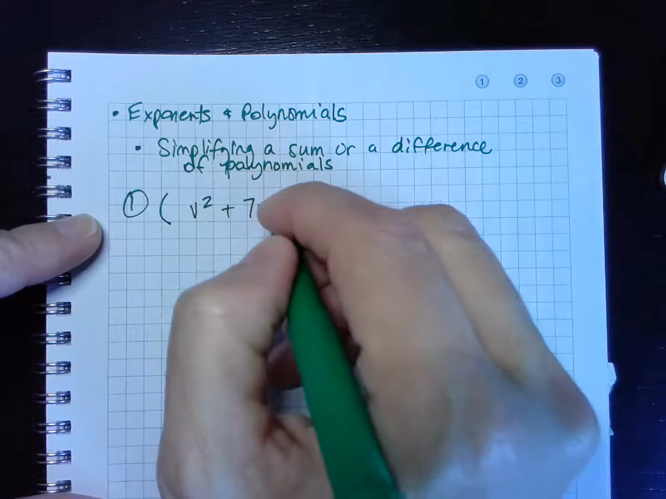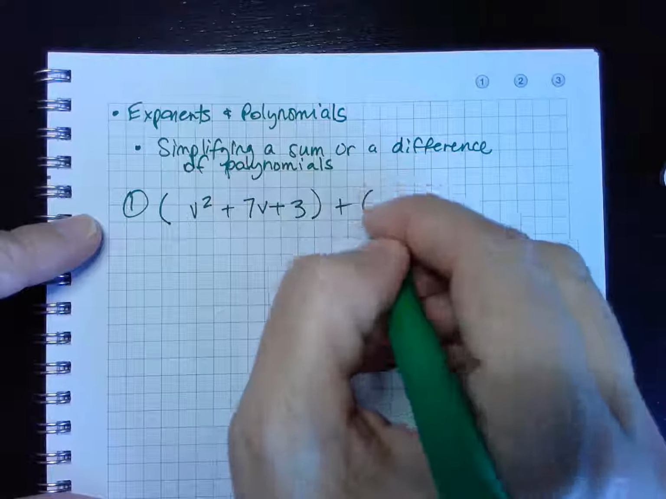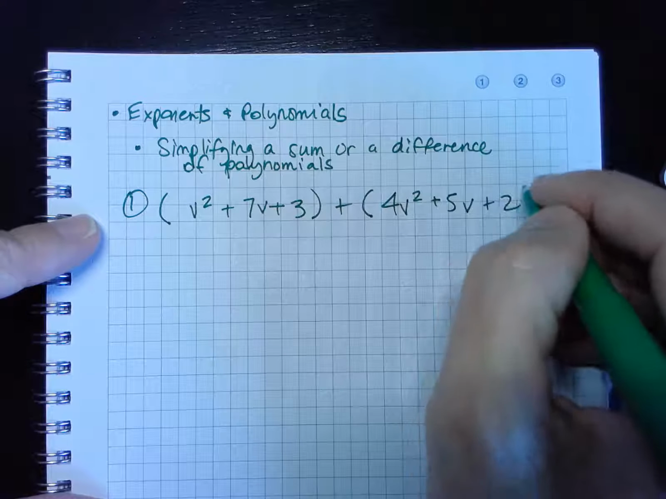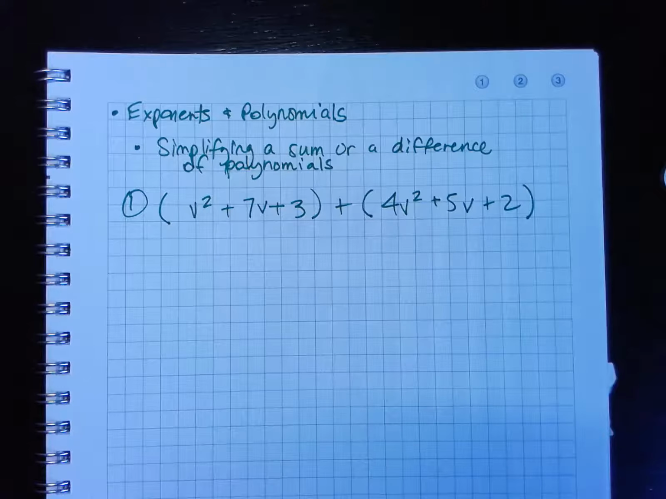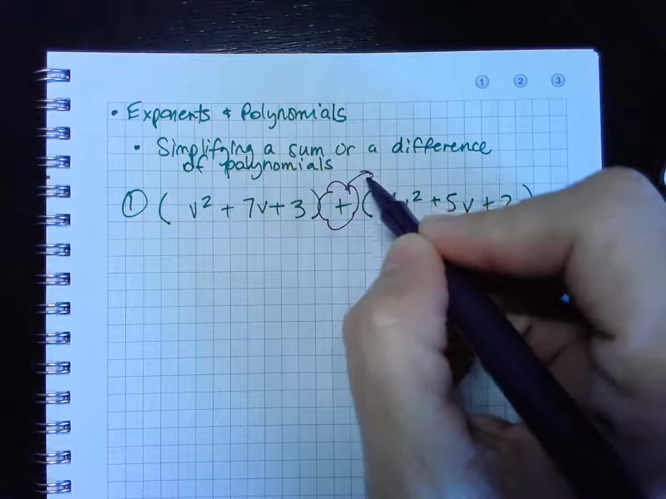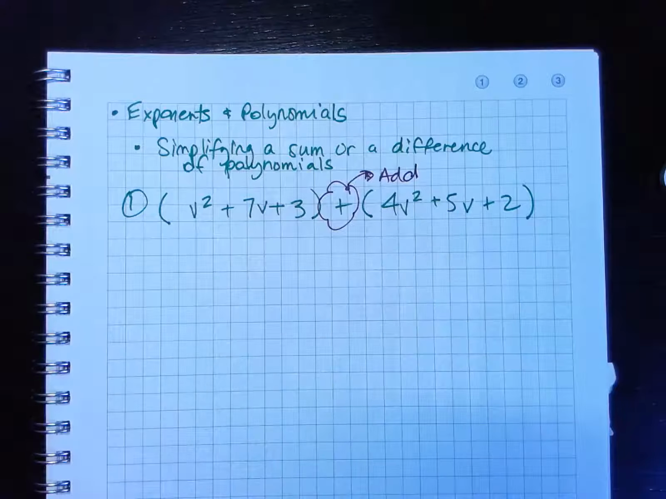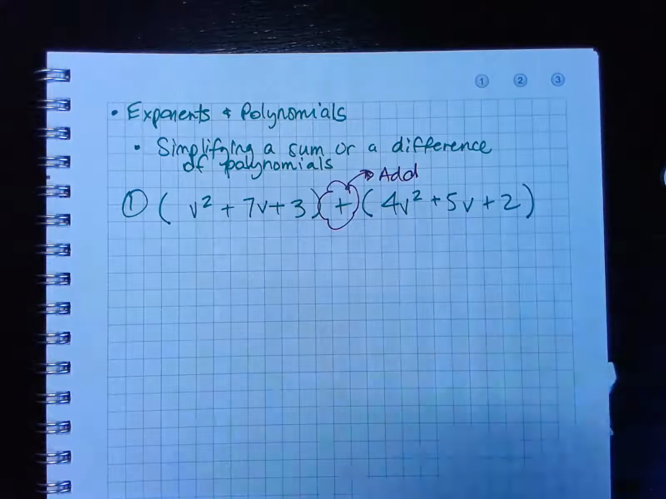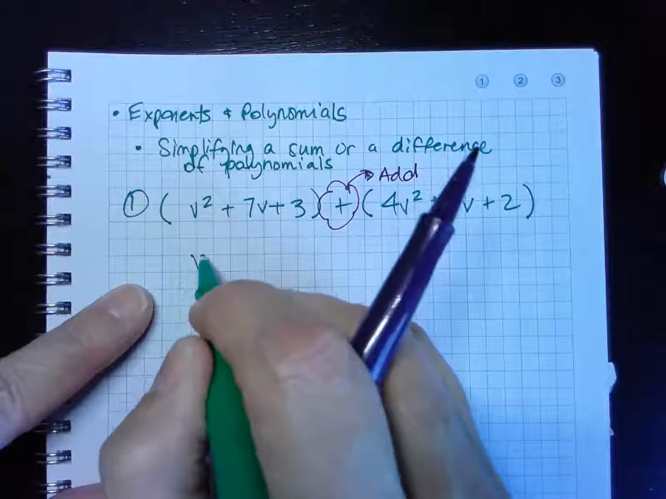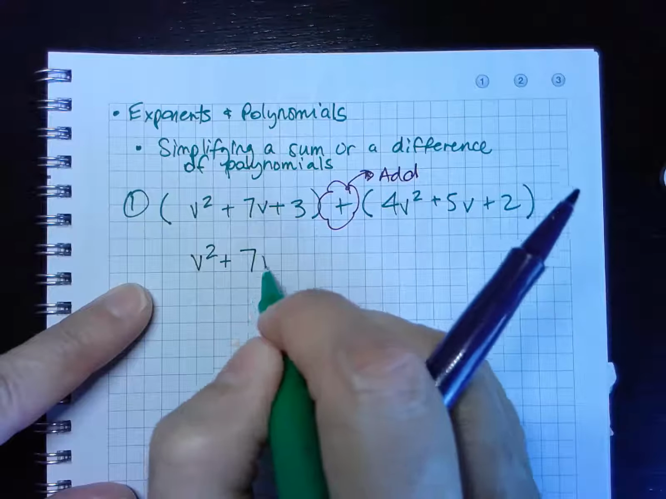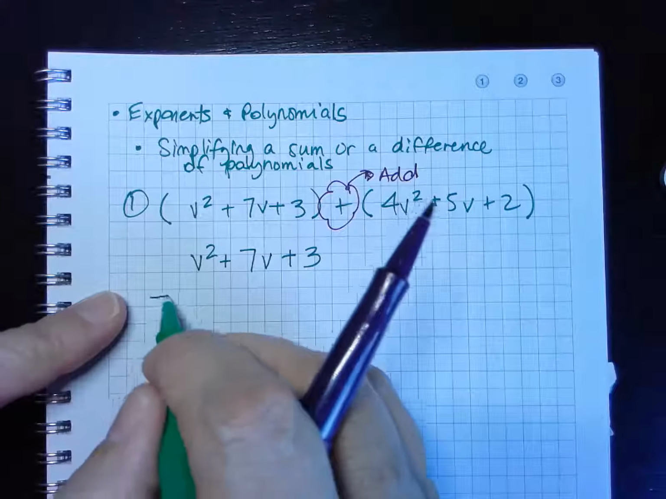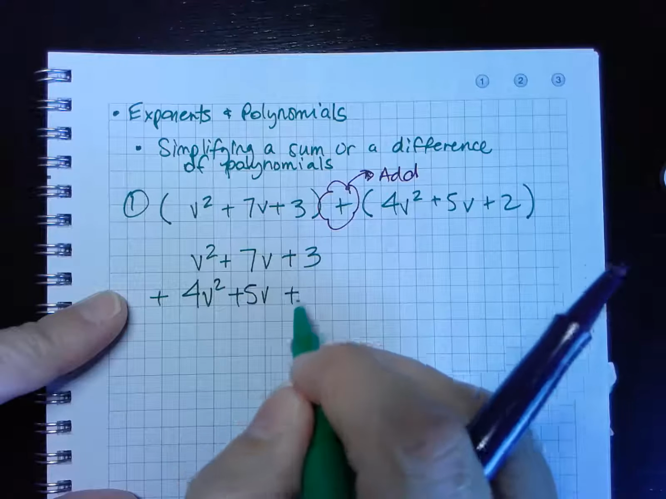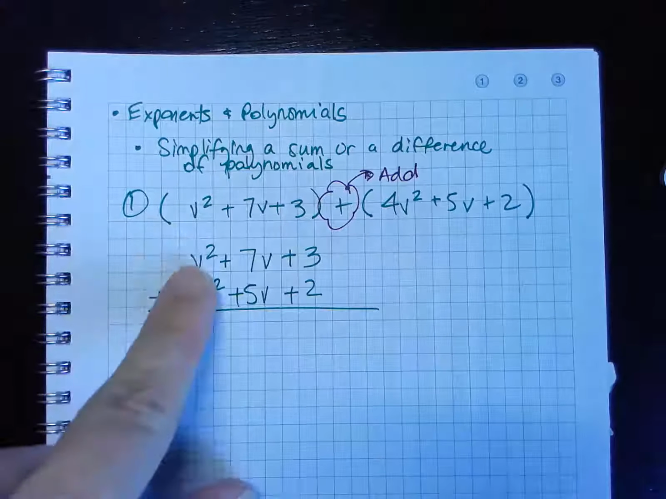v squared plus 7v plus 3 plus 4v squared plus 5v plus 2. So you're going to notice that your operation right here is addition. So that means that everybody is going to stay just as they are. You're just looking to combine the like terms. So I would take these, and instead of writing them out linearly, I would write them out vertically instead of horizontally. And I'm going to put the like terms on top of each other.